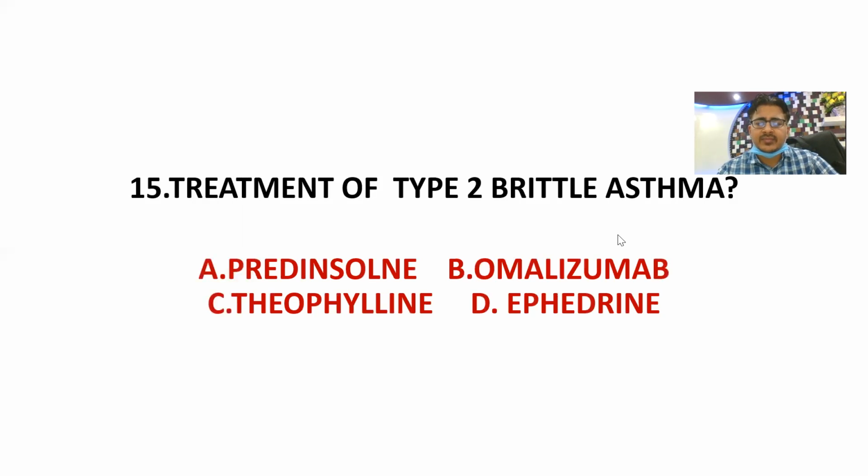Now pharmacology medicine: treatment of type 2 brittle asthma. Now you need to know what is type 1 brittle asthma, type 2 brittle asthma, what is asthma with pregnancy, aspirin induced asthma, exercise induced asthma, asthma with COPD. Many questions, many varieties of questions from medicine. The options are prednisolone, omalizumab, theophylline, and ephedrine.